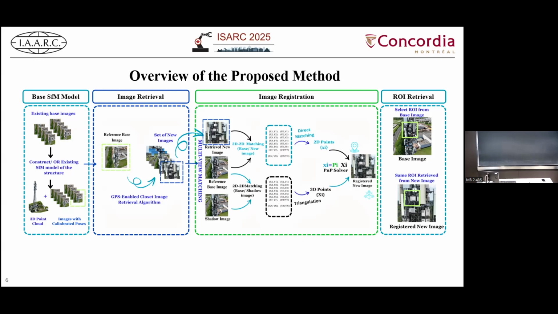So we are just matching the 2D and the 2D. At the end, we get the 3D point using triangulation, because we already know the pose of this image from the baseline model, and this is a new image. So we have the 2D and 3D correspondence, and we get the pose of the new image. Once you register the new image into the baseline model, we identify the region of interest. I'll show the detail in the slide.